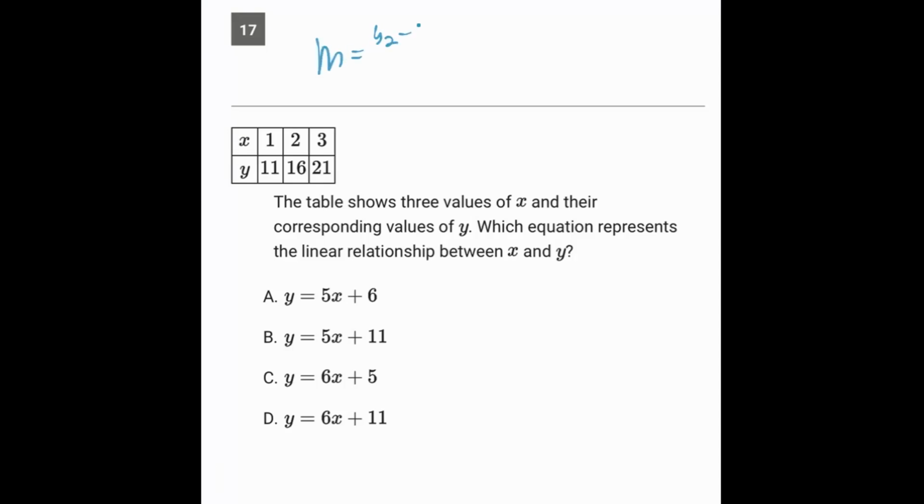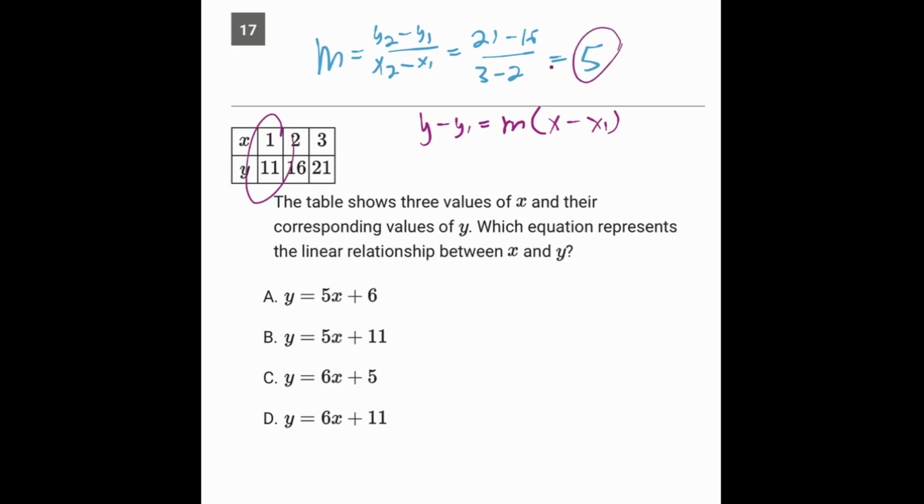So let's start getting the slope. y2 minus y1 over x2 minus x1, which is 21 minus 16 over 3 minus 2. And so that's 5 over 1, or just 5. Now we can plug that into our point-slope equation of the line, which looks like this. You want to pick the easiest point you can pick along with the slope that you have. So y minus 11 is 5, x minus 1. Distribute, y minus 11 is 5x minus 5. And then add 11 to both sides. Y is 5x plus 6, which is answer choice A here.